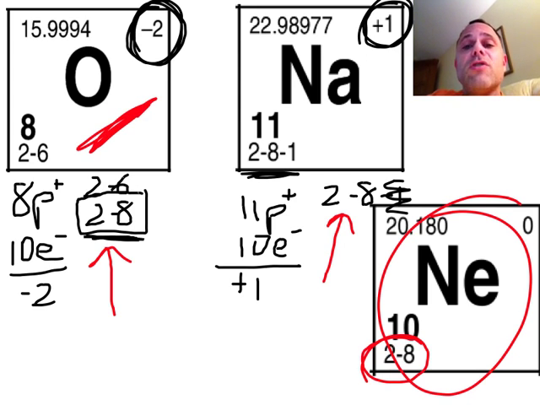Now, is oxygen converting into neon? No. It's as if oxygen at Halloween put on a mask that made it look like neon, but deep down it was still oxygen. And the same for sodium. Sodium, in losing an electron, put on a mask that makes it look like neon, but underneath it is still sodium. So the octet rule helps explain why atoms ionize.